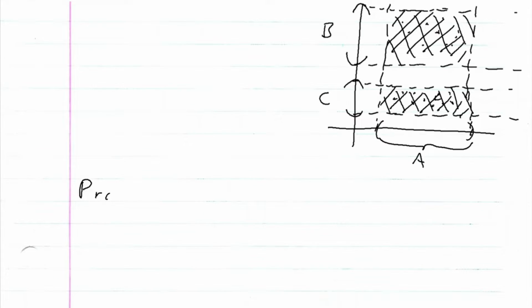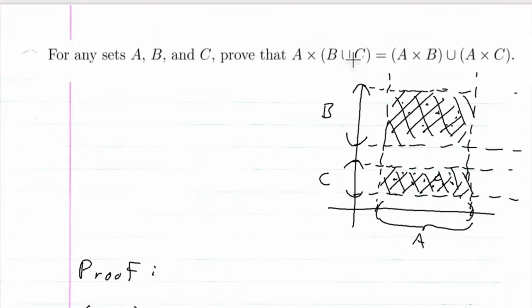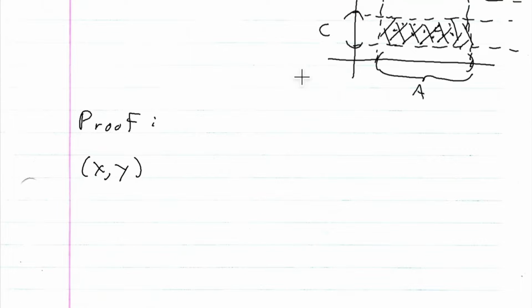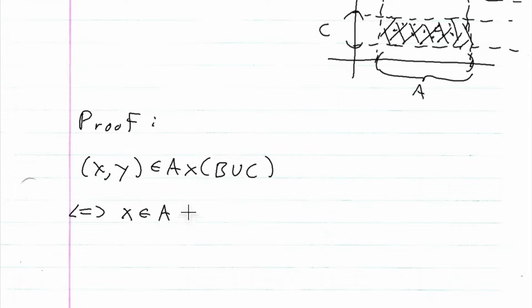So proof, we're going to have the point x, y, right? Since this is a cross product among sets, we know that every one of these points in here is a coordinate, right? So x, y is an element of A cross B union C, right? So by definition of cross product, this means that x is an element of A and y is an element of B union C, right?